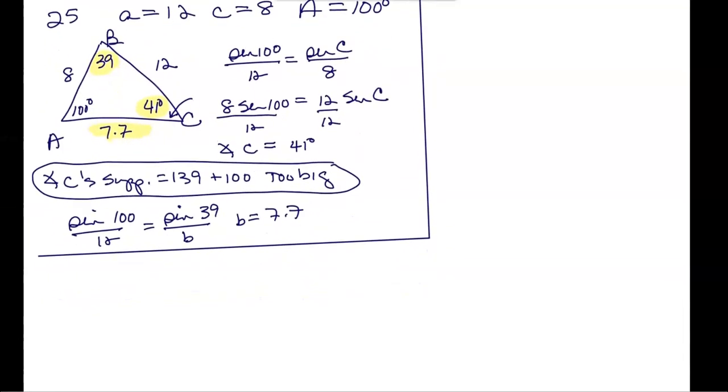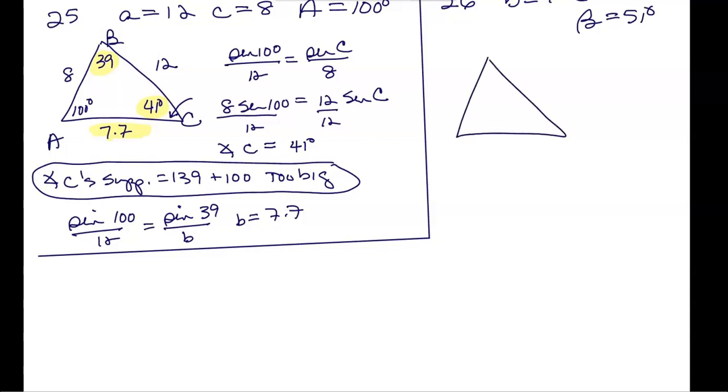Okay, let's go to 26. So 26, on your typed version, they tell you that b equals 4, c equals 6, and big B, or angle B, is 51 degrees.